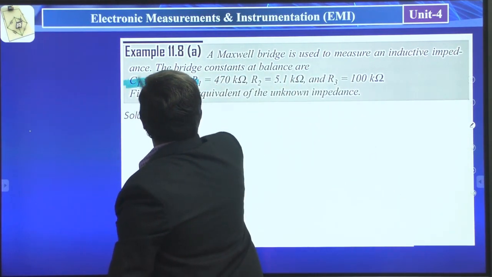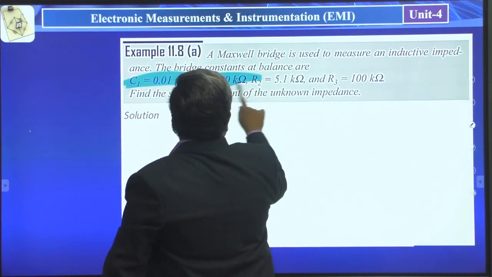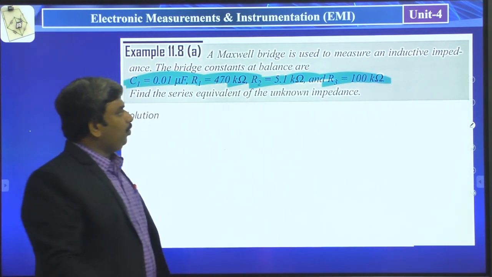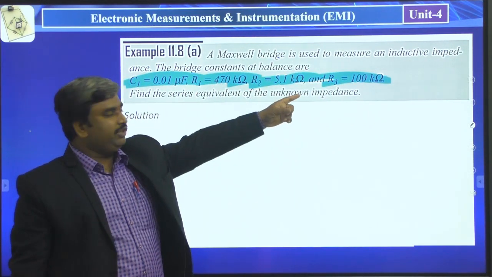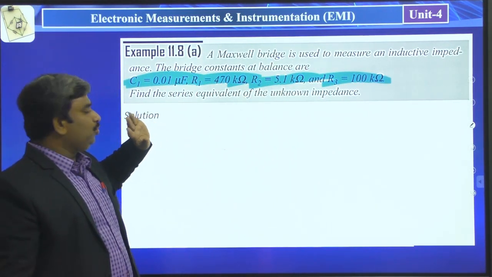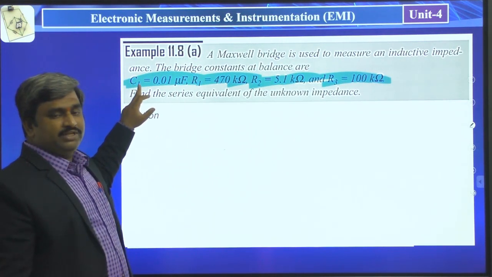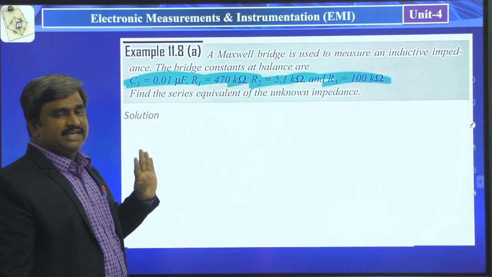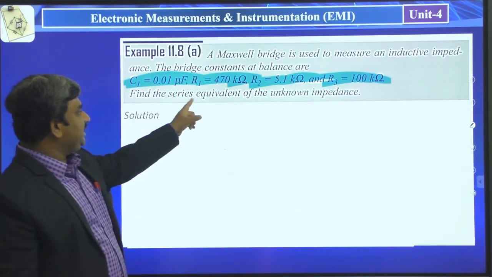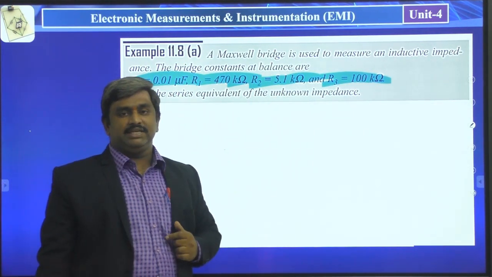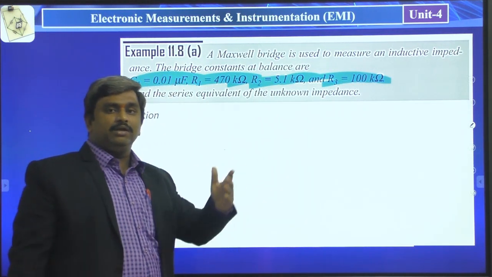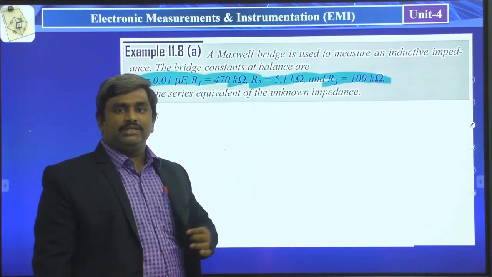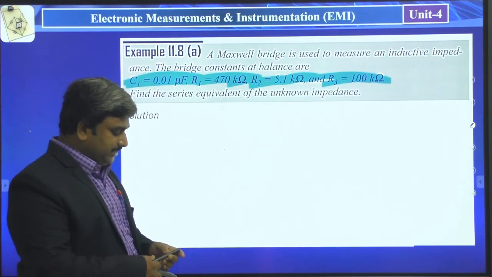The C1 value, R1 value, R2 value and R3 value are given. That means we can take the R2 and R3 values directly, and from the first arm, the R1 and C1 values are given, and the fourth arm values Lx and Rx we have to find. So find the series equivalent of the unknown impedance, that is the Rx and Lx values.